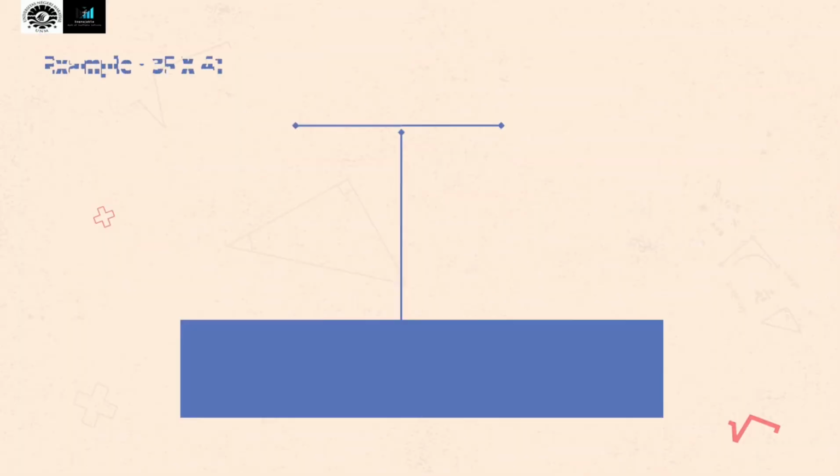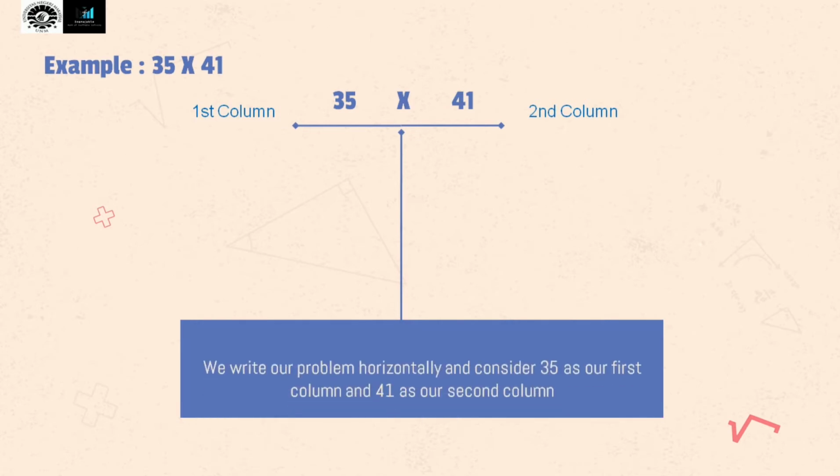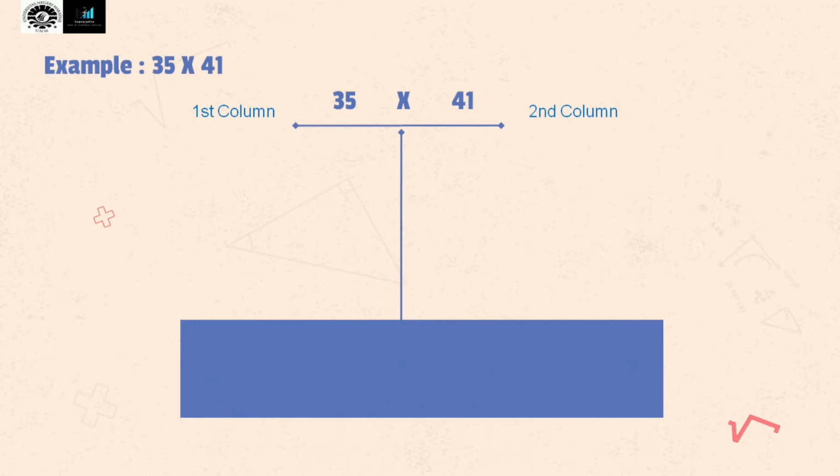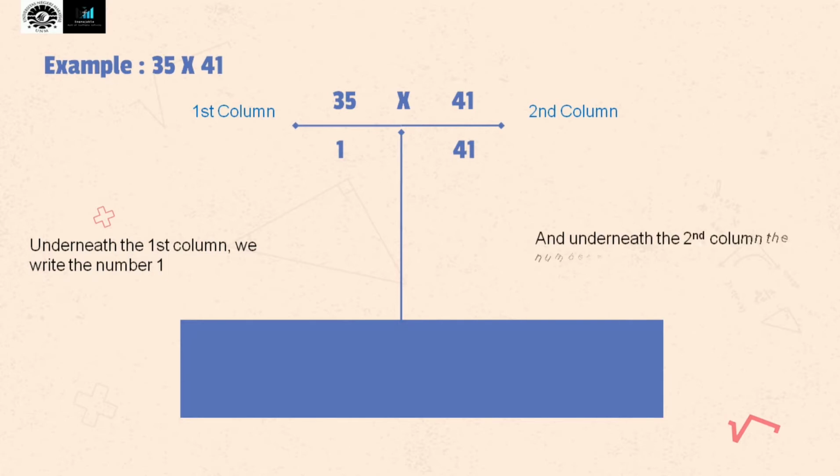For example, let's multiply 35 times 41. We write our problem horizontally and consider 35 as our first column and 41 as our second column. Underneath the first column, we write the number 1, and underneath the second column, the number 41, or 1 times 41.